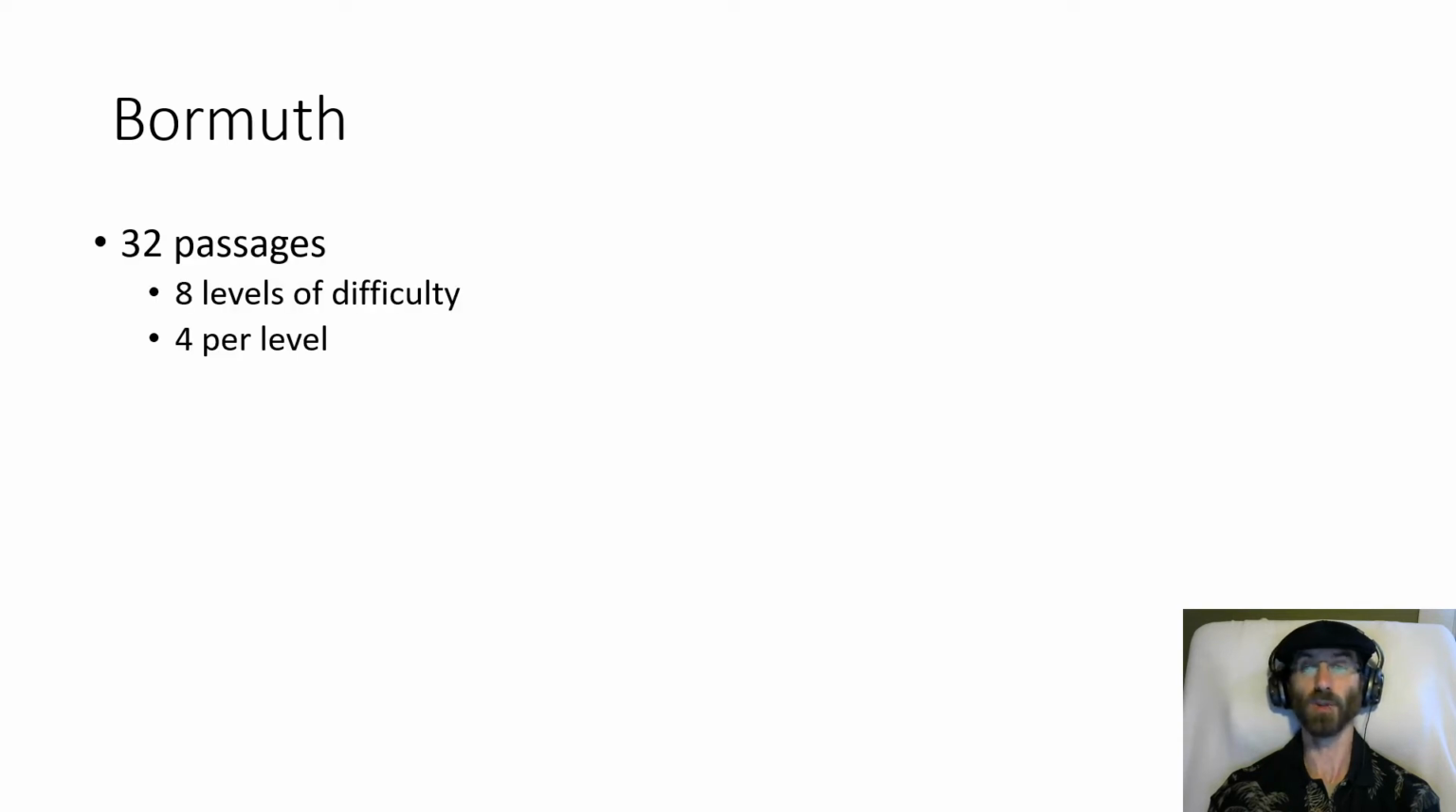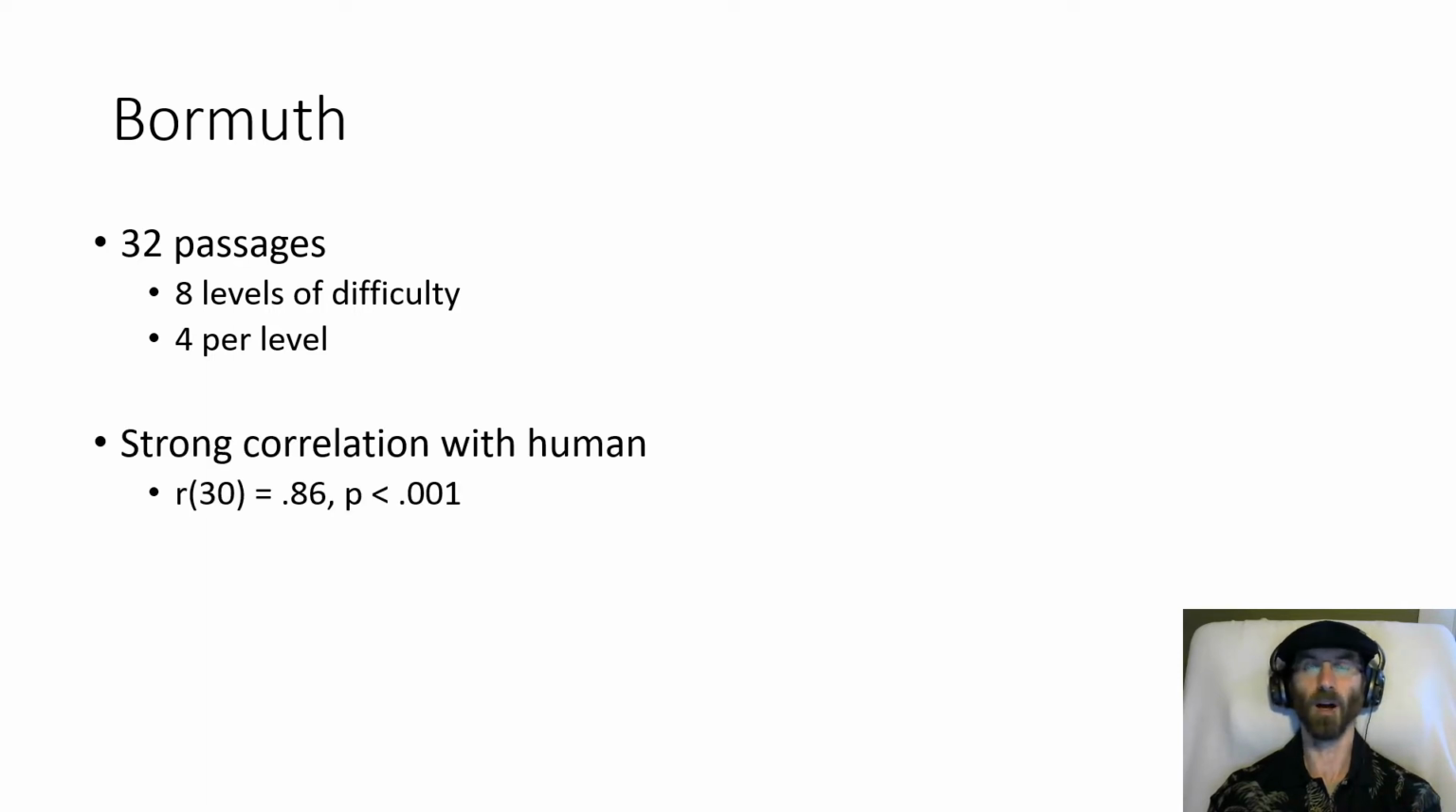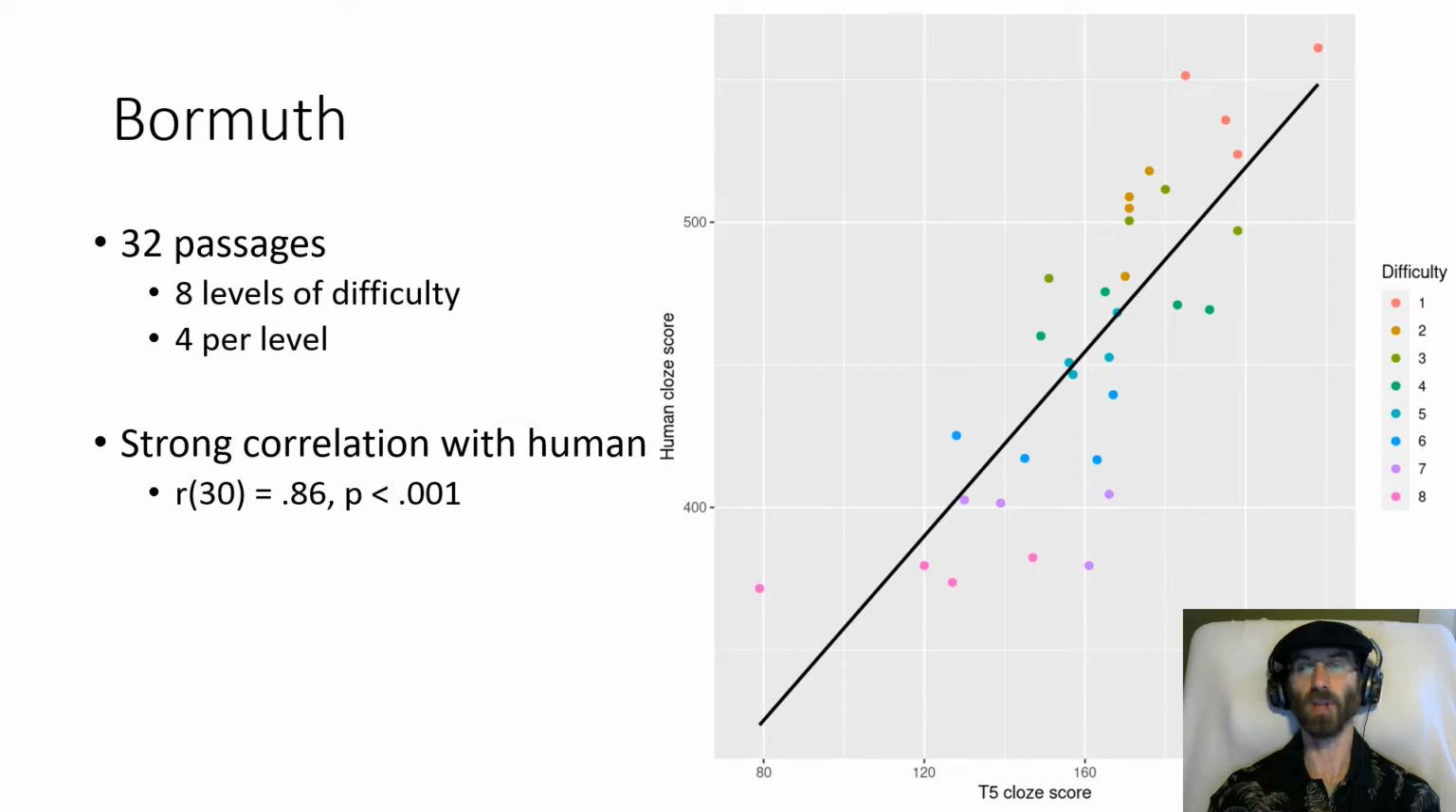There were 32 passages. These were downsampled by Bormuth in 1971 from a larger study of over 300. I actually went to his 1971 technical report to pull out this data, so it's quite amazing that it was in there. There are 8 levels of difficulty, and each level had 4 example texts. There was a strong correlation between the T5 predictions and the human Cloze difficulty. It was 0.8. And here's a plot of that.